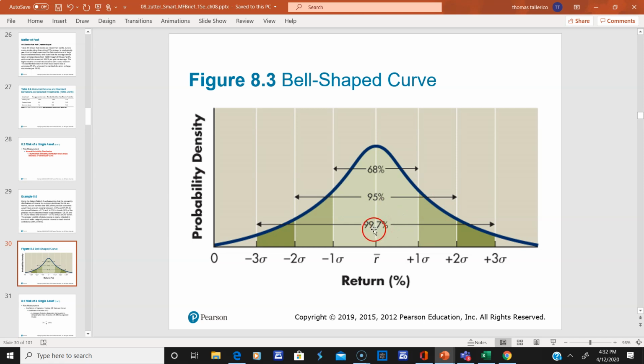And if we go out to 3 standard deviations from the mean, we're at 99.7% confident. Okay, and that takes up that much of the area. All right, so that's how that all works. But again, the more it's spread out, the larger the standard deviation and the larger the risk.